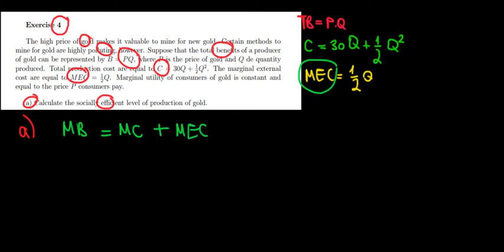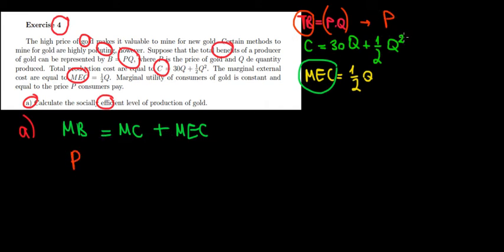Now we have almost all the data. What we need now is the marginal benefit and the marginal cost. And we know that the marginals are derivatives of the totals. So the marginal benefit is the derivative of the total benefit with respect to quantity. So P times Q, derivative with respect to quantity, is just going to be P. That's the constant. So we have P over here.